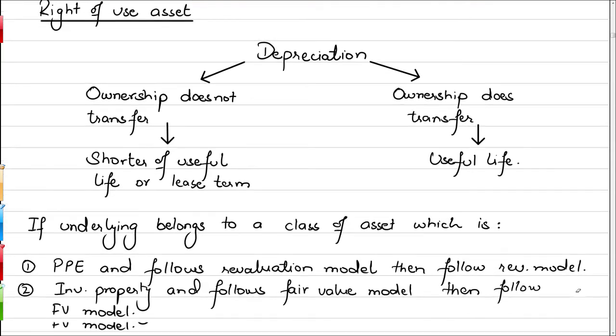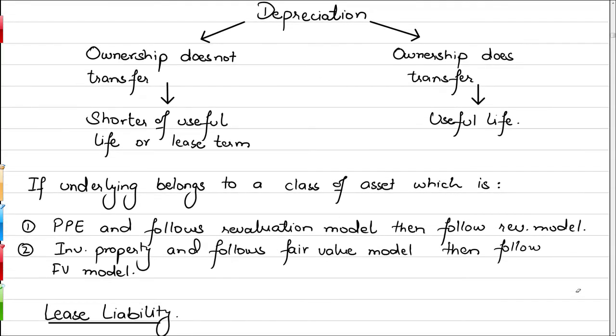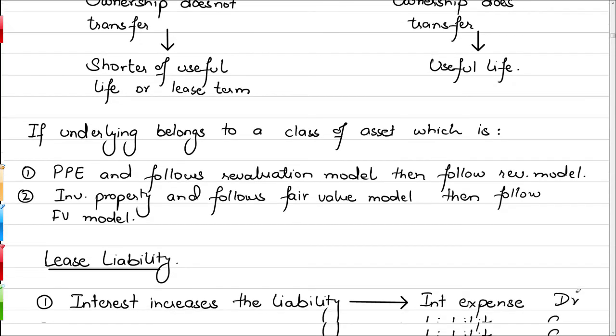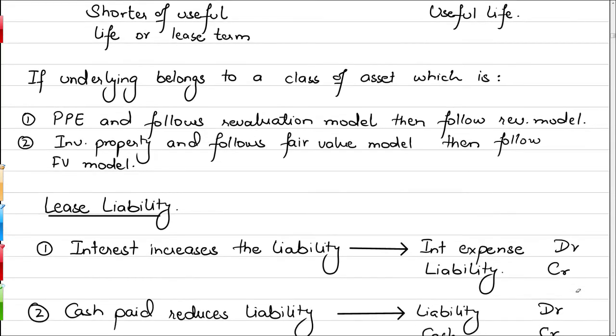Then there are some exceptional situations as well. If you are recording the asset as property, plant and equipment, and you're following the revaluation model, then the IAS 16 revaluation model for property, plant and equipment will apply, where gains go to other comprehensive income and losses go to the P&L. But if it is investment property, then you have to follow the fair value model if you wish to, if you're not following the cost model, and the fair value model of IAS 40 will apply, where all the changes go to the profit and loss. As far as the lease liability is concerned, there will be two changes in the lease liability.